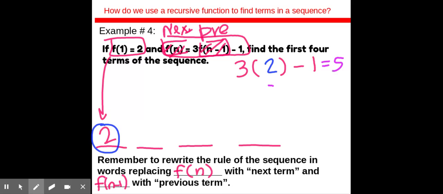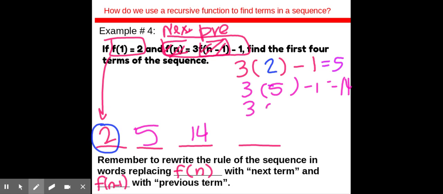Okay? So now we're going to take 3, we're going to multiply it by 5, subtract 1 to get to the next term in the sequence, which is 14. Oops, I forgot the 5 here and the 14. Goodness gracious, it's going quicker. Now I'm going to take 3, multiply it by 14 because that's the next term in the sequence. Minus 1 is going to give us 41. So we have all 4 terms of the sequence below.